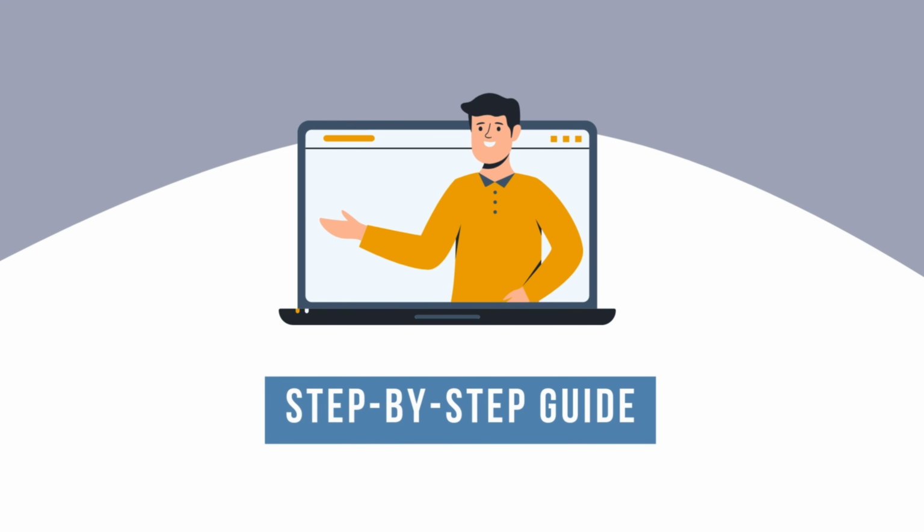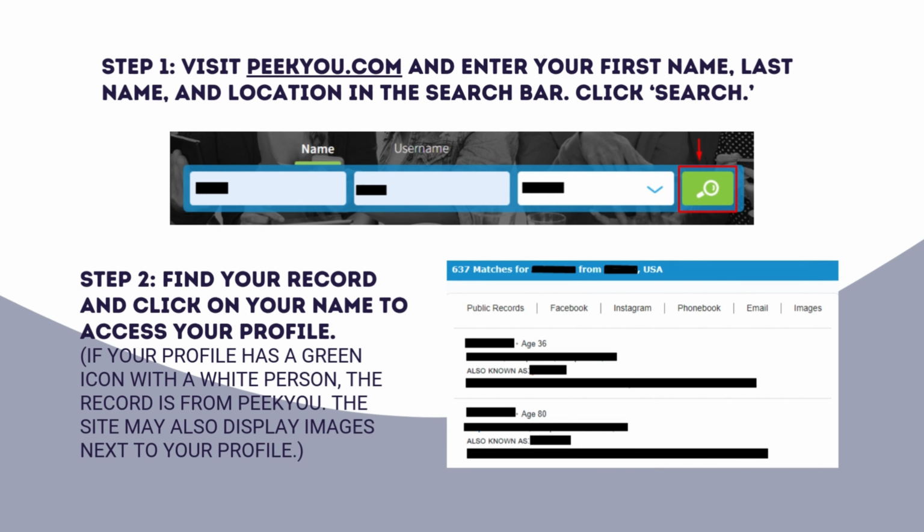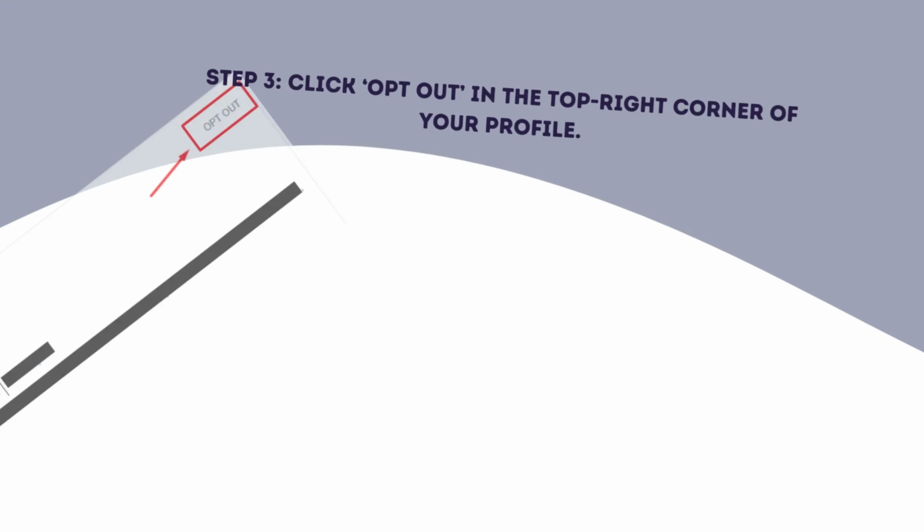Step 1. Visit PeekYou.com and enter your first name, last name, and location in the search bar. Click Search. Step 2. Find your record and click on your name to access your profile. If your profile has a green icon with a white person, the record is from PeekYou. The site may also display images next to your profile.